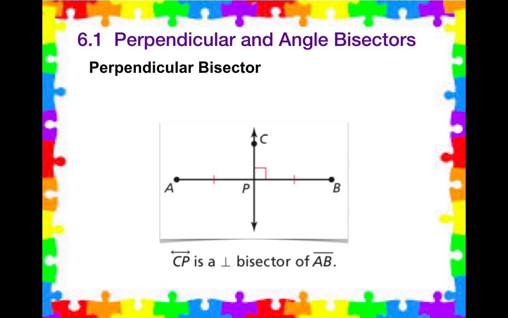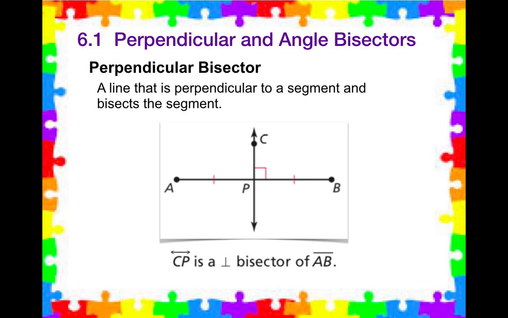So a perpendicular bisector is a line, like this one, CP, that goes through the center of a segment. So we're actually talking about a segment, and it's perpendicular to that segment, and it splits the segment into congruent segments. So it's a line that is perpendicular to a segment and bisects the segment. That's a perpendicular bisector.